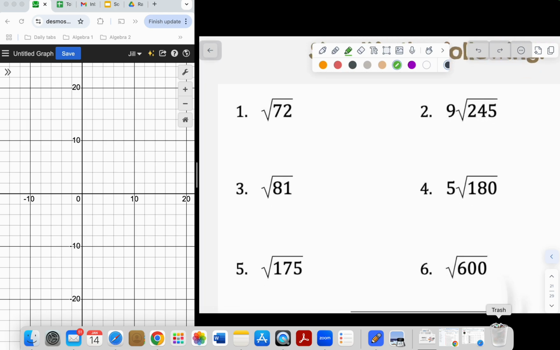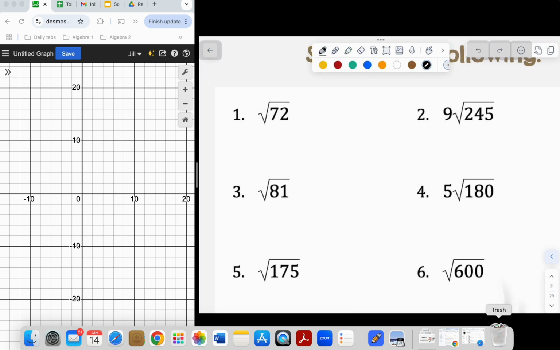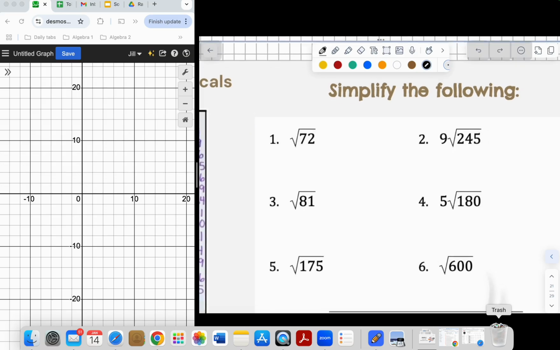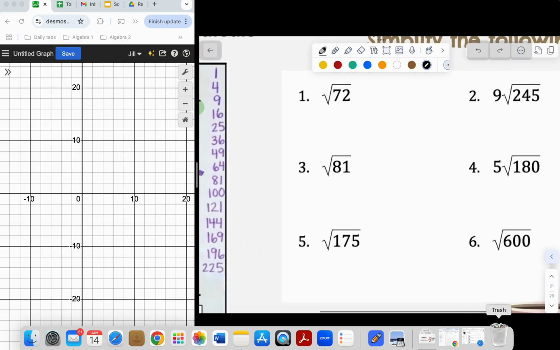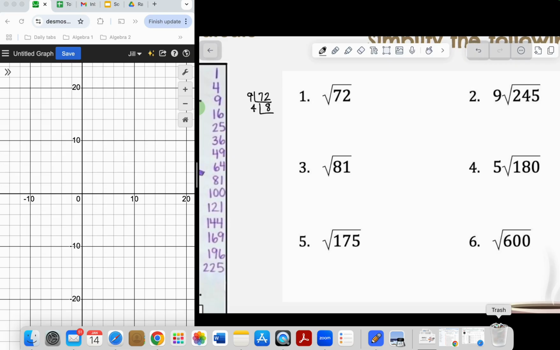So here we're going to look at simplifying radicals. And again, we've got the list of perfect squares here. I'm just going to slide it over so it's on the left. And then we're going to rewrite 72 using perfect squares. So there's a couple of ways you can do this. I'm going to just go ahead and start dividing by perfect squares. So I know that 9 will go into 72 8 times. 9's a perfect square. And then 4 will go into 8. 4 is a perfect square.